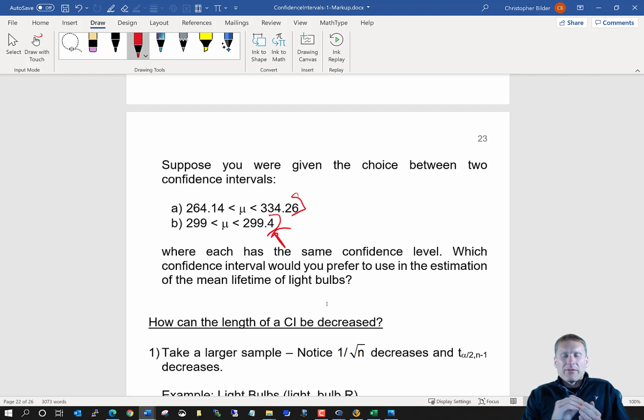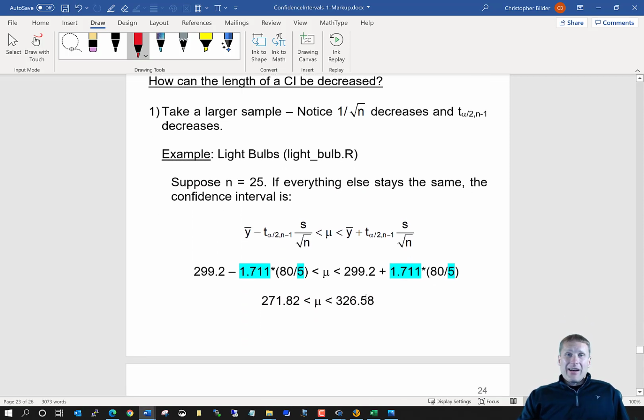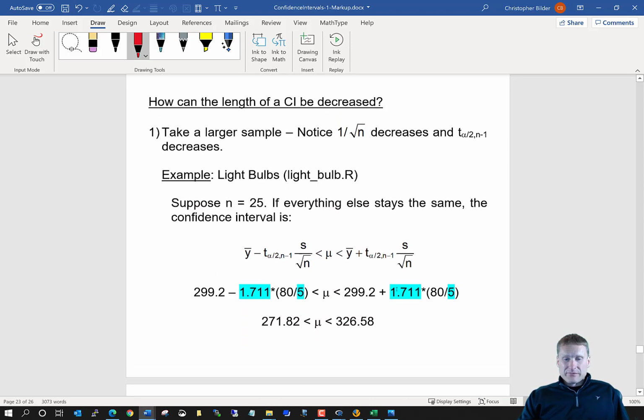Well, choose the one that is narrower because it gives me a shorter range. I have a shorter set of numbers to think about in terms of what that mean population lifetime would be of that light bulb. So that's why we want an interval as short or as narrow as possible. How can we do that, though? How can we get as narrow an interval as possible?